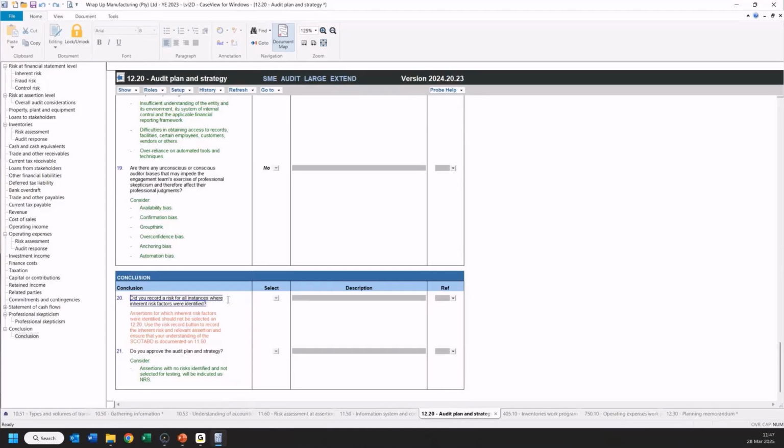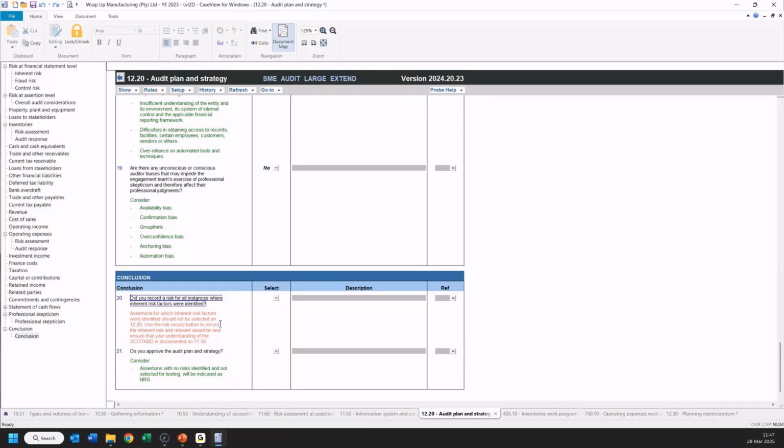Right, so in other words, what this is saying is assertions for which the risk factors are identified should not just be selected by ticking a selected assertion in this block. You should use the risk record button to properly record the risk in 1160, because what happens then? Then you are prompted in 1150 to document the controls around that. Sorry, I'm lying now. To document the system description.